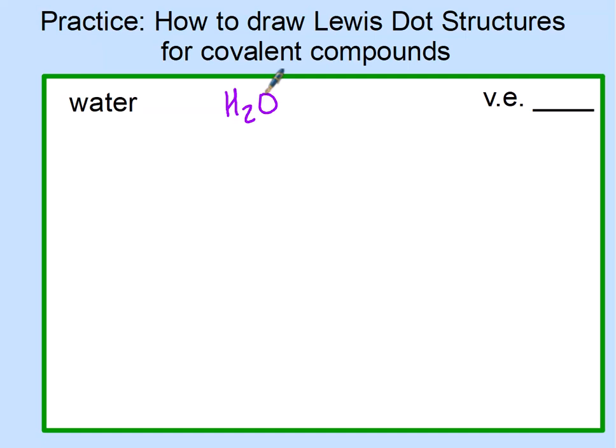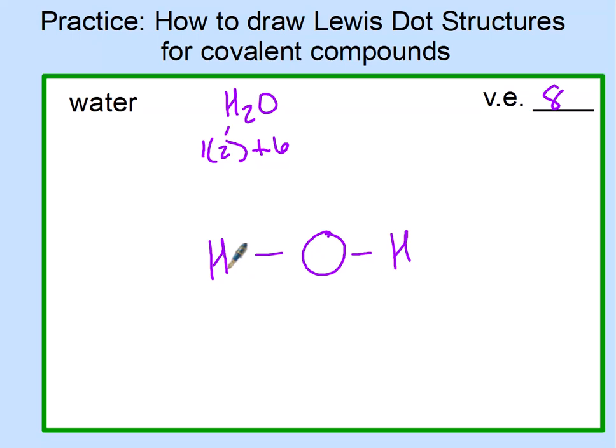So water is just H2O. And so we have 1 valence for hydrogen times 2 plus 6 for oxygen is 8 valence electrons. You should have put oxygen in the middle and subtracted 4, so we have 4 left.